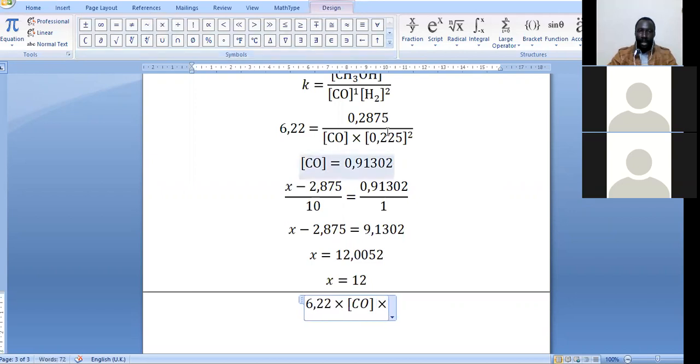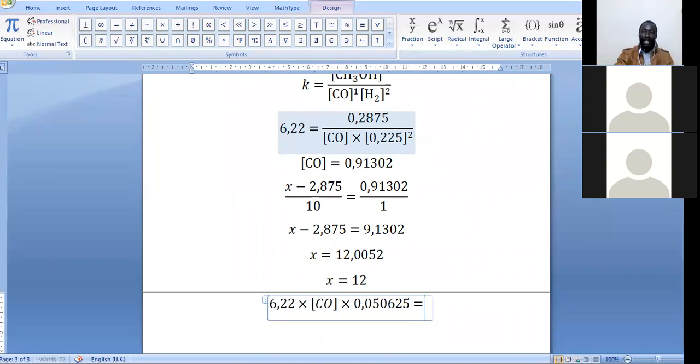Times the square of this. Let's just write the square right away. This is going to disturb us putting subscripts. So it's 0,225 squared. It's giving us 0,050625. That is what we have got. So that is what we have on one side.